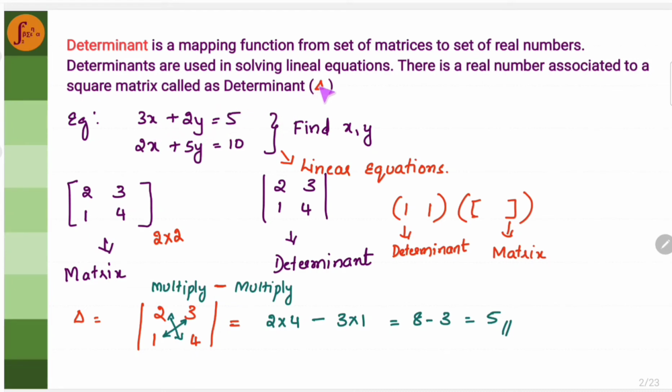A determinant is denoted using this particular symbol. For a matrix we normally use square brackets. For a determinant, we use two straight lines like this.